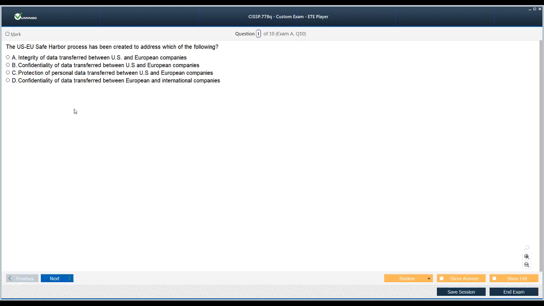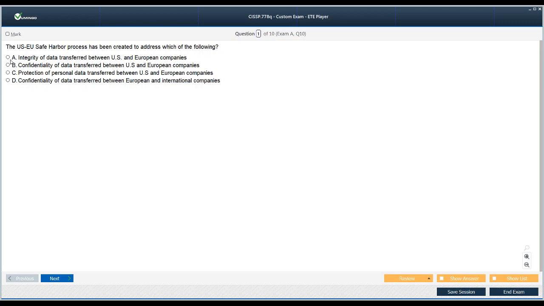The first question, out of the 10 questions in this demo practice session, is: the US-EU safe harbor process has been created to address which of the following? The question is asking about the relationship between the two regions, the US and EU. And we all know that the EU has been very touchy in the recent past due to cybersecurity incidents with Facebook and Cambridge Analytica and anything that has to do with personally identifiable information.